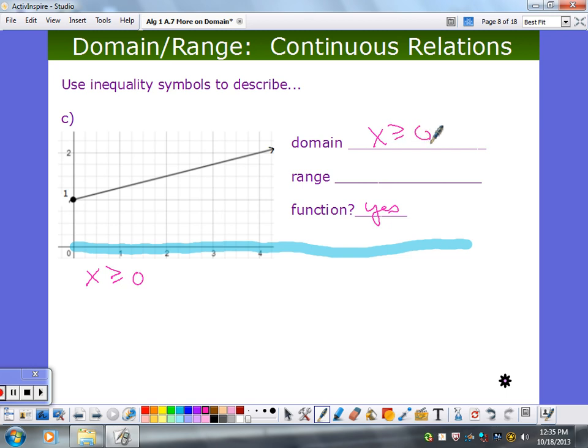And then the range. I'm waiting. What do you think? Can we talk like this? No. Put your X like this. You're discussing what is X? X is bigger than or equal to 0. You don't say 0 less than. You just don't talk that way.